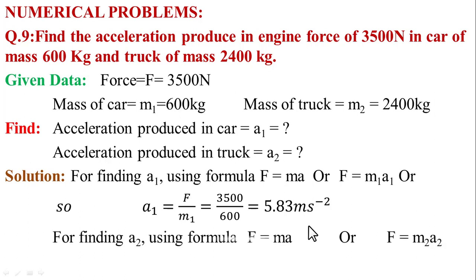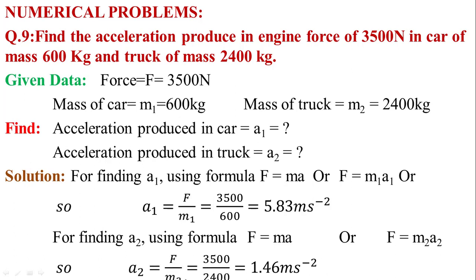Now we can find the acceleration produced in the truck, a2, using the formula according to Newton's second law of motion. F is equal to ma, or we can write that F is equal to m2 a2. Here a2 is equal to F upon m2. Now putting the values, a2 is equal to F, the value of force is 3500, divided by the mass of truck 2400. Now dividing 3500 by 2400, the acceleration produced in the truck is 1.46 meter per second square.